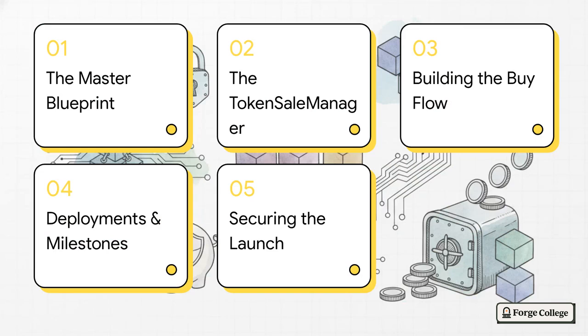Okay, let's dive into this master plan. We'll be using this schematic index to assemble our system securely, starting with the master blueprint, then the TokenSaleManager, building the buy flow, deployments, and milestones, and we'll cap it all off with securing the launch.